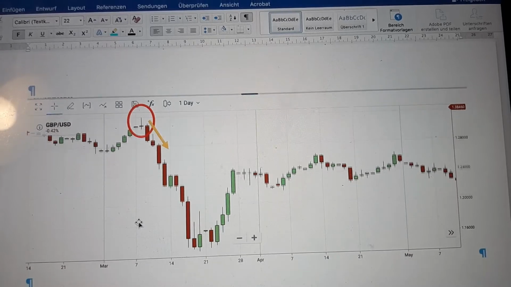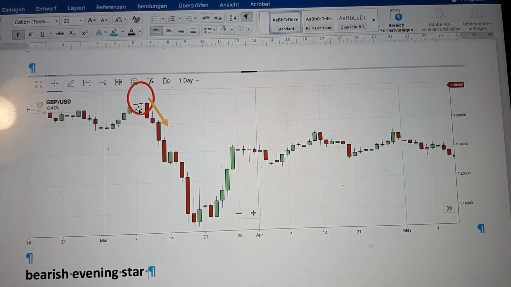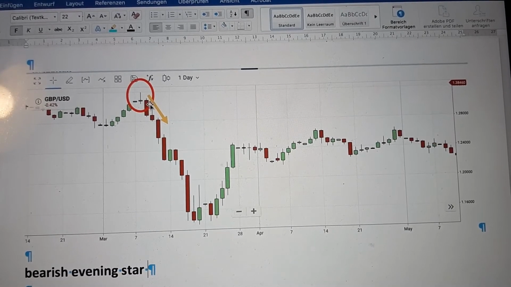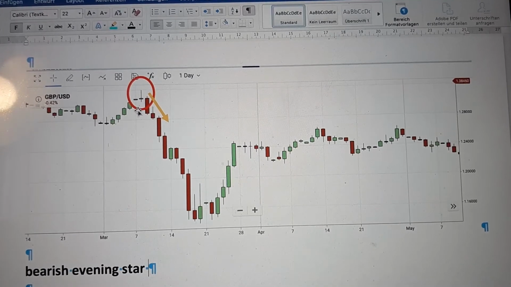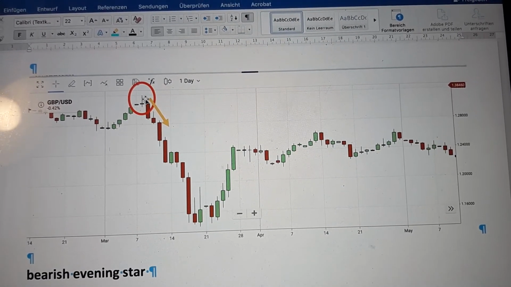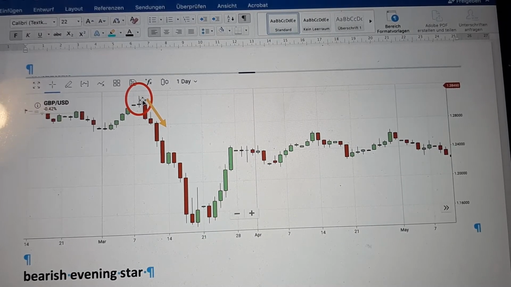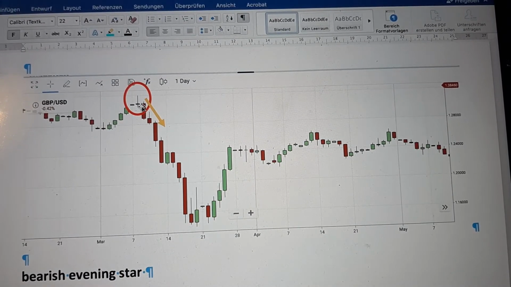The second pattern is a bearish evening star. This one here. The bearish evening star is actually a reversal pattern as well. You first of all see a series of bullish candles that carry the uptrend to a new high. But then all of a sudden, fresh buyers fail to appear. All of a sudden, there is a lack of motivation to continue with the uptrend.